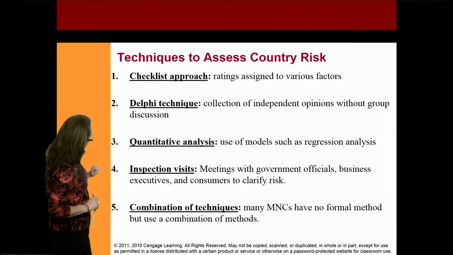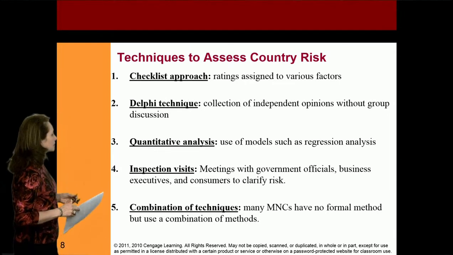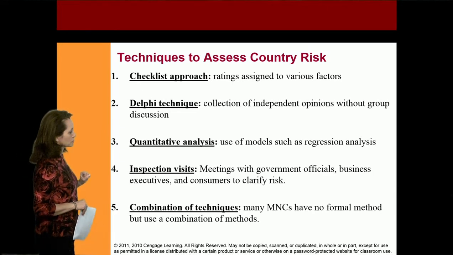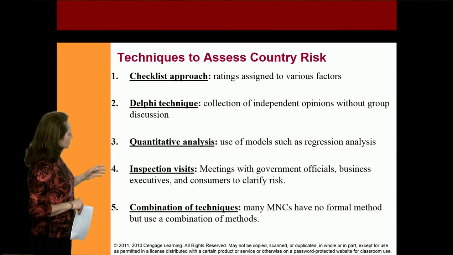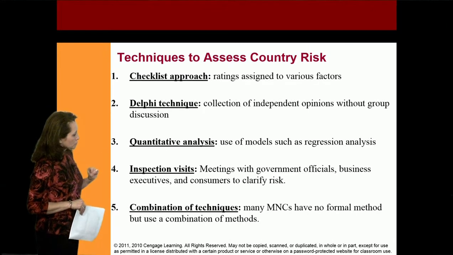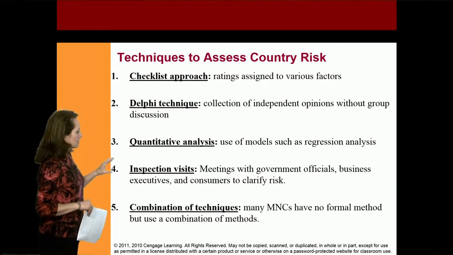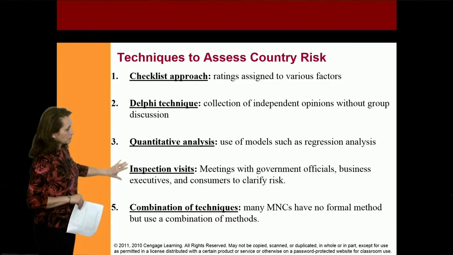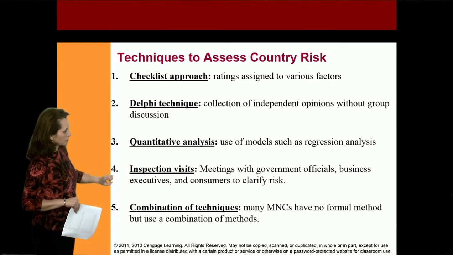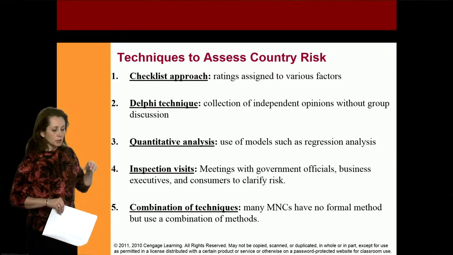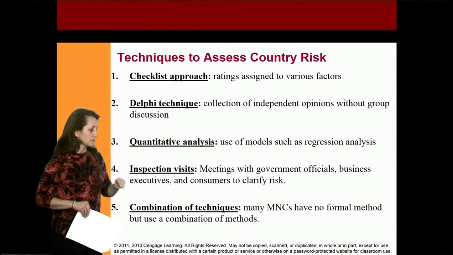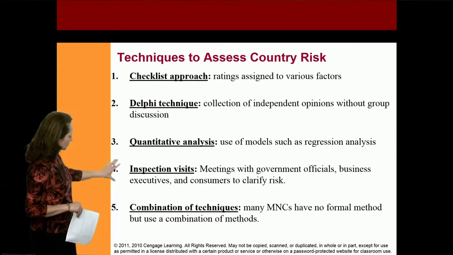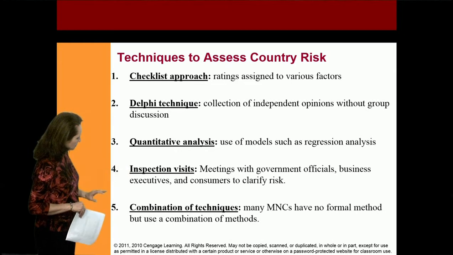Then the next one might be the inspection visits, and that is when you really have to go directly to that country, you visit with government officials, you visit with business executives, you ask questions and meet with consumers and clarify specific risks. This is a big one that many multinational corporations feel that by being in that country, talking to the government, understanding the local executives, working directly with them, you might get a better understanding of how much risk there is by really talking to the people running the business or running the government.